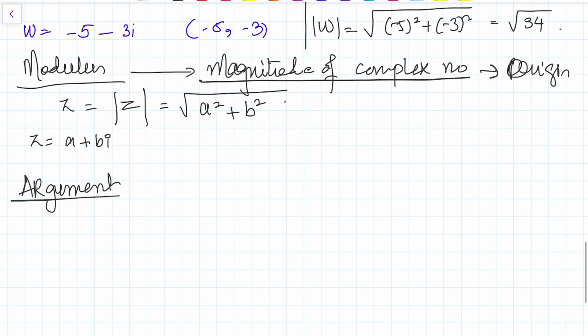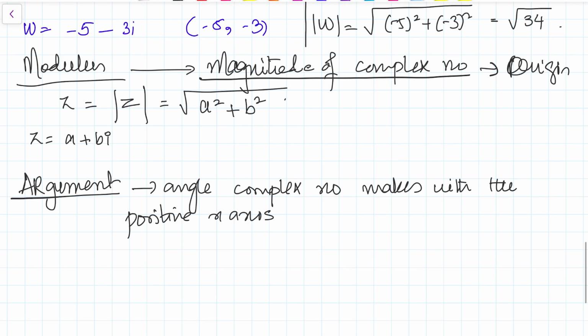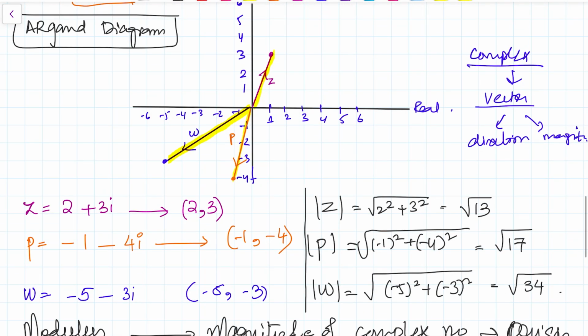Now, moving on to the argument. Argument is the angle a complex number makes with the positive x-axis. The positive x-axis is very important here. So if you talk about the arguments of these complex numbers, this is the argument, alpha. For this one, this is the argument. For w, this is the argument.